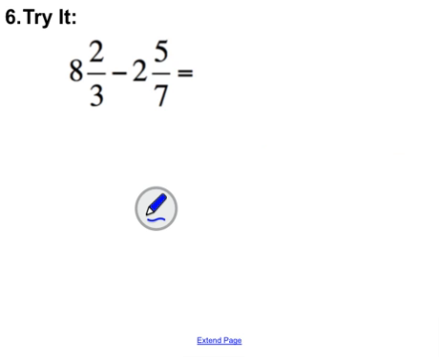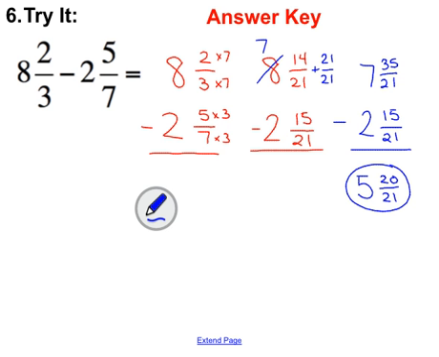Try number 6 on your own, pause the video, and check your answer when you're done. Your final answer should be 5 and 20/21. Pause if you need to fix your work.